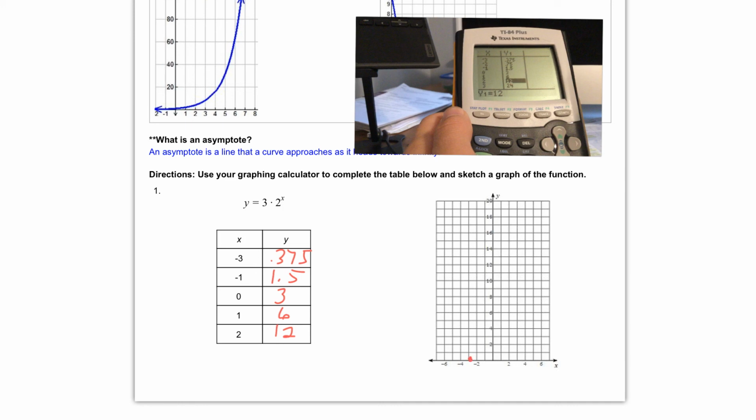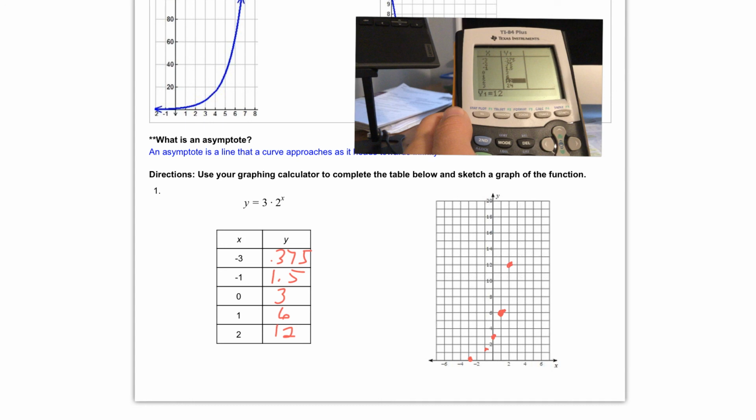Then I have the point negative 1, 1.5. So I'm coming to negative 1, and I'm going to go up to 1.5. Then I have the point 0, 3, so we'll plot the point 0, 3. We have the point 1, 6, and we have the point 2, 12.